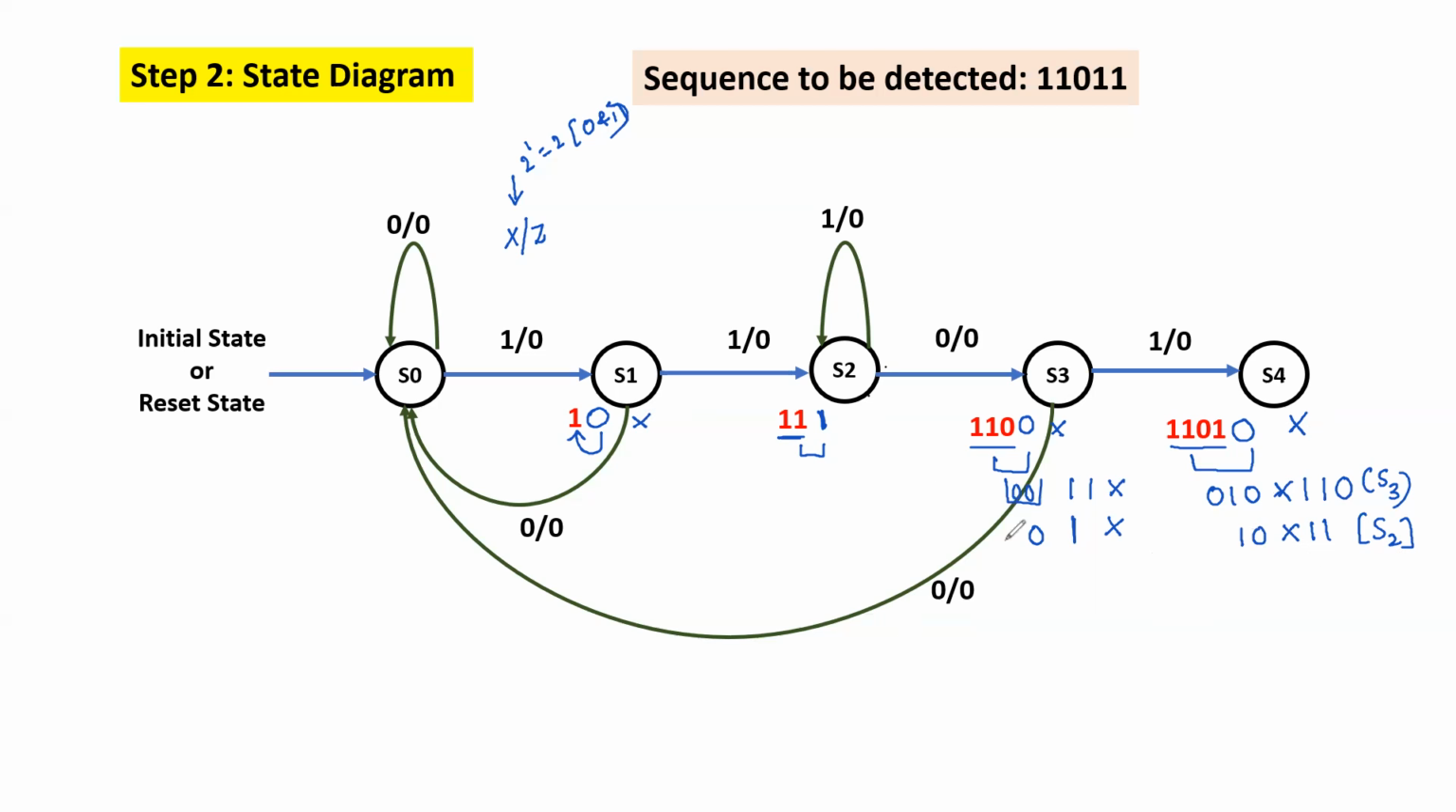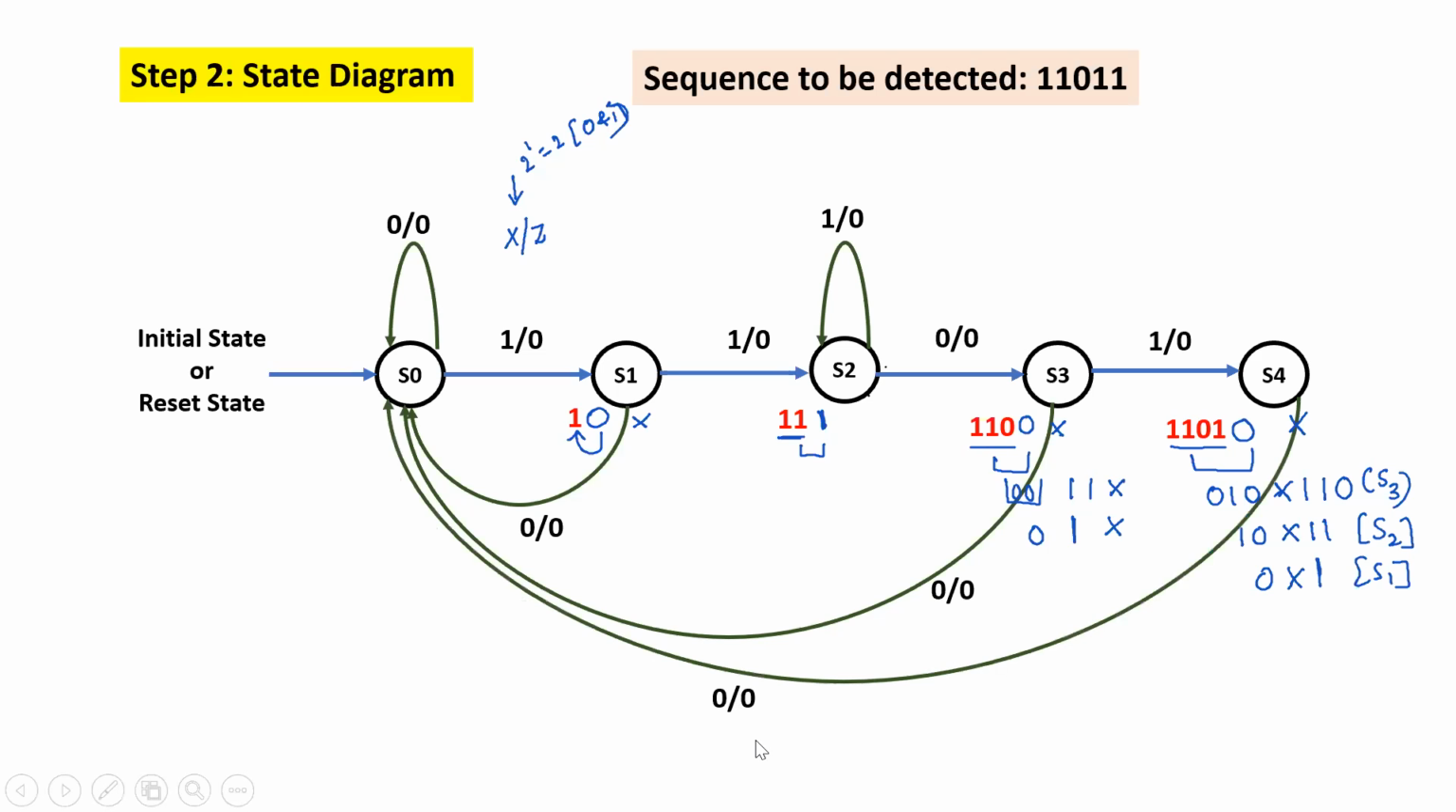Okay, here S1 is only single 1 now. So single 1, this is S1. Now we should take the rightmost bit 0 only. These two are not matching, so it doesn't go to S1. So it goes to only the reset state for x equal to 0. Then the output is 0.